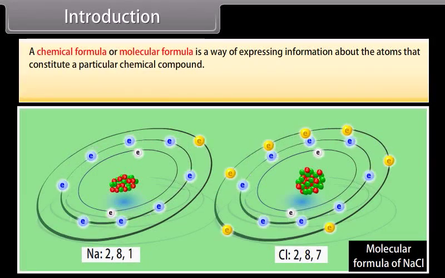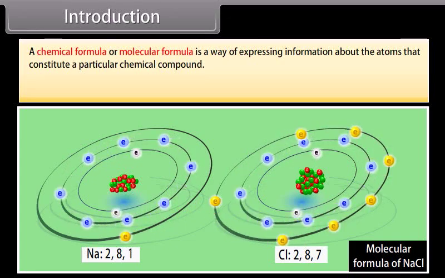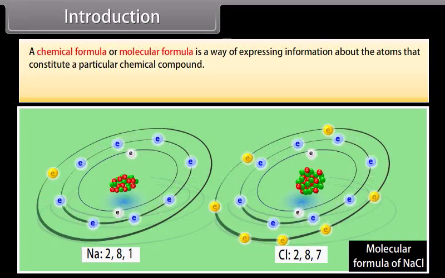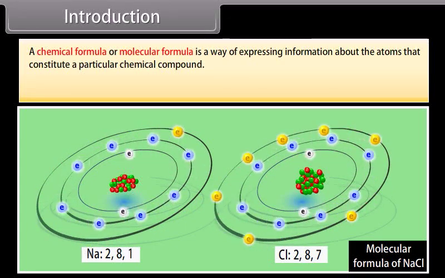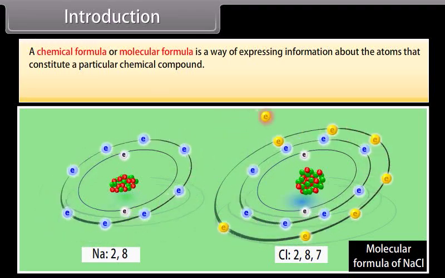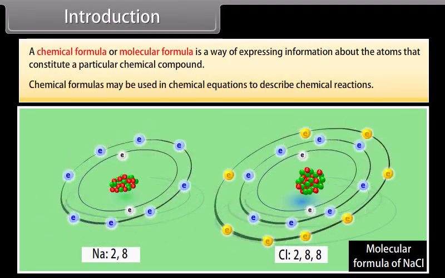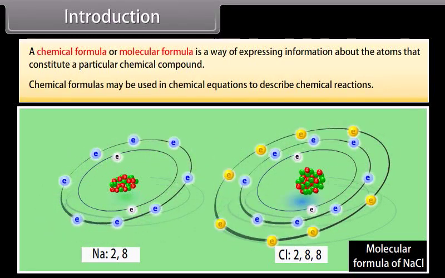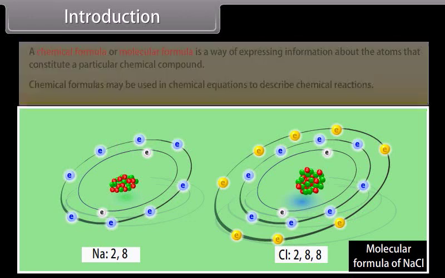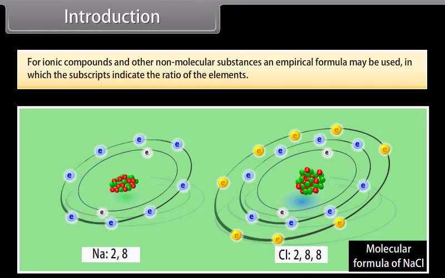A chemical formula or molecular formula is a way of expressing information about the atoms that constitute a particular chemical compound. Chemical formulas may be used in chemical equations to describe chemical reactions. For ionic compounds and other non-molecular substances, an empirical formula may be used in which the subscripts indicate the ratio of the elements.